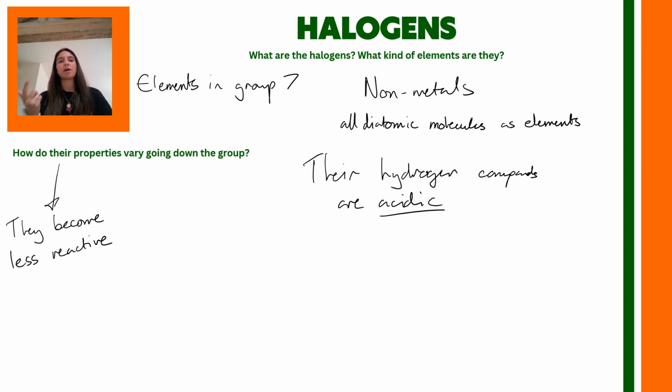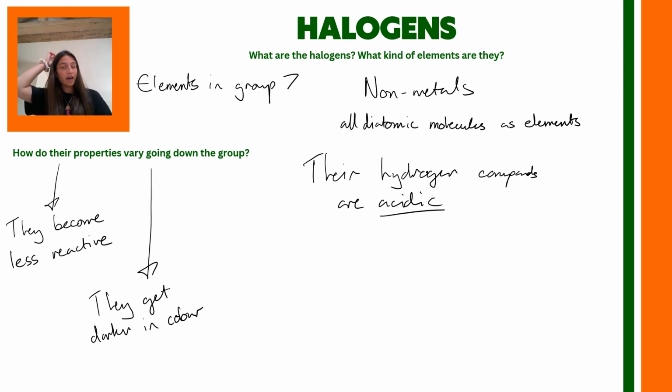So again, thinking about their electron structure, they want to gain an electron to have a full outer shell. The easiest way to gain an electron is for one of the shells that's quite close to the nucleus, because the nucleus has a positive charge. So in the smaller atoms where that outer shell is quite close to the nucleus, that's easier to gain an electron because it can attract an electron in.